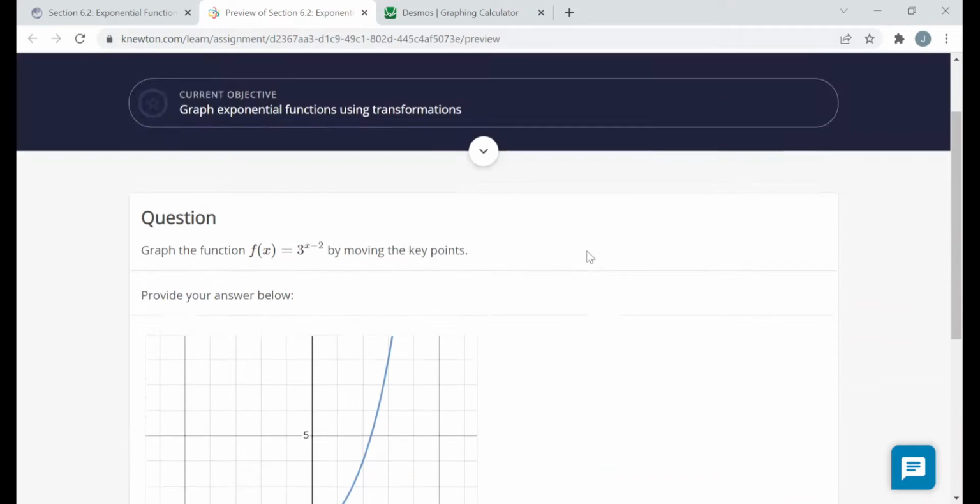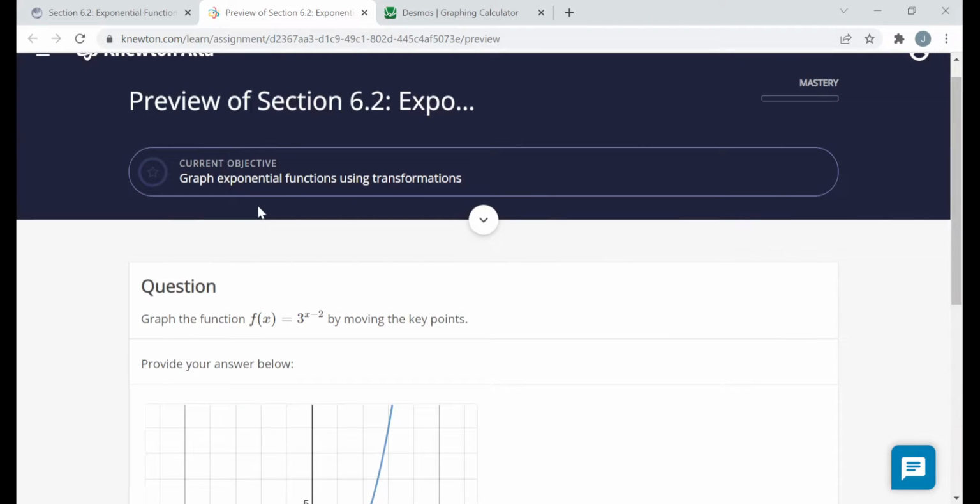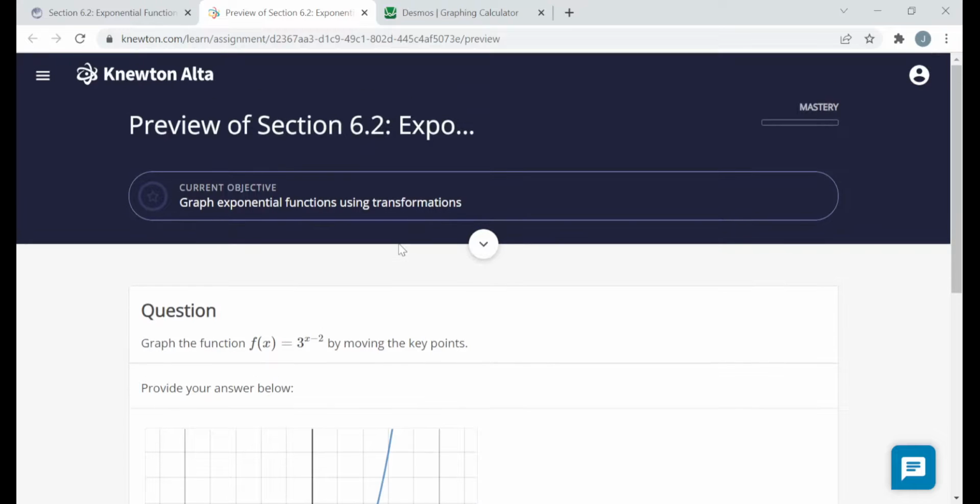Alright, so this first objective I'm looking at: graph exponential functions using transformations. I'm going to be assuming that you remember all the graph transformations from chapter 3, all the chapter 3 assignments. I'll bring them up again, but I'm not going to go over function transformations as in depth as I did back in the chapter 3 sections.